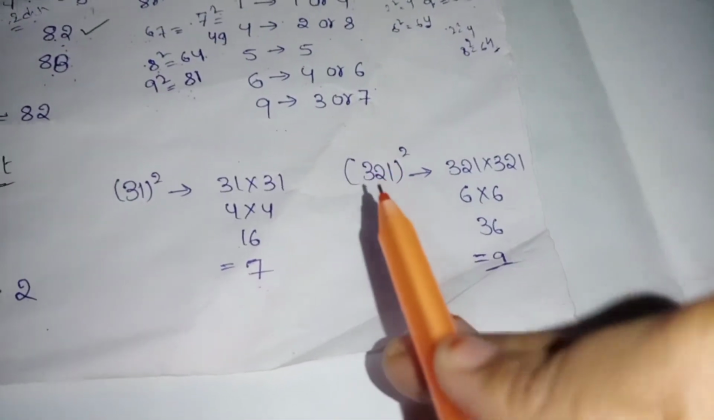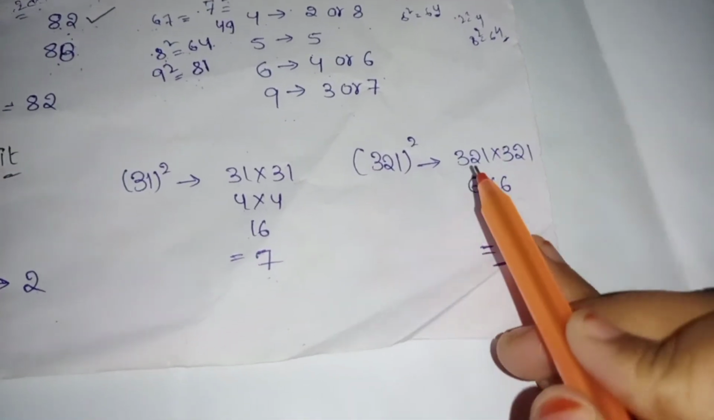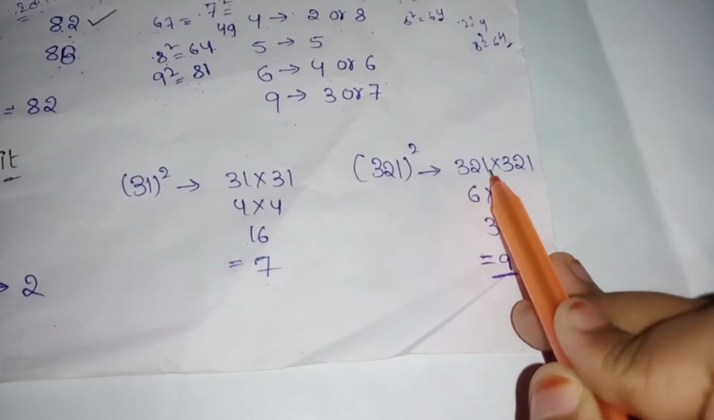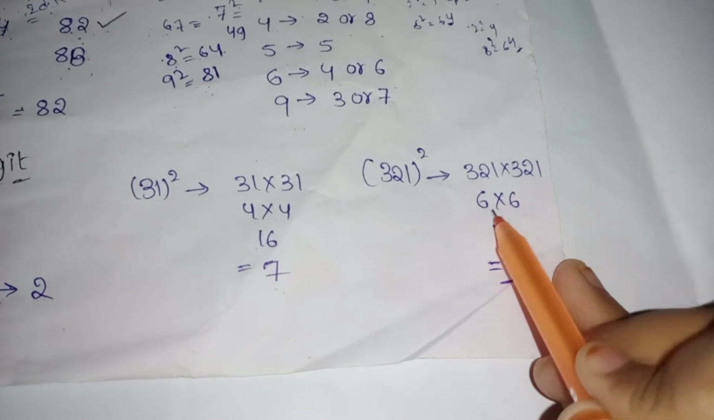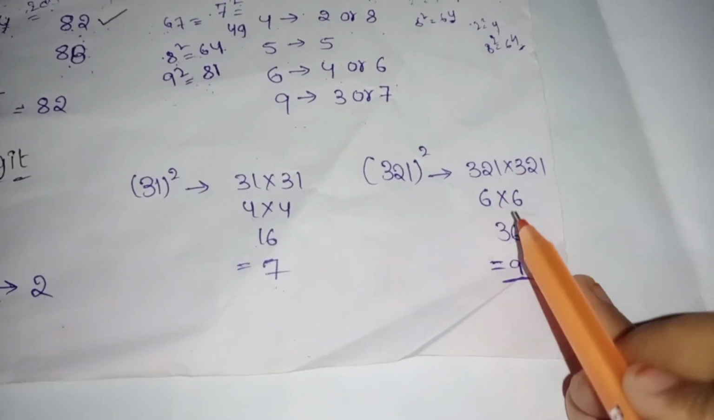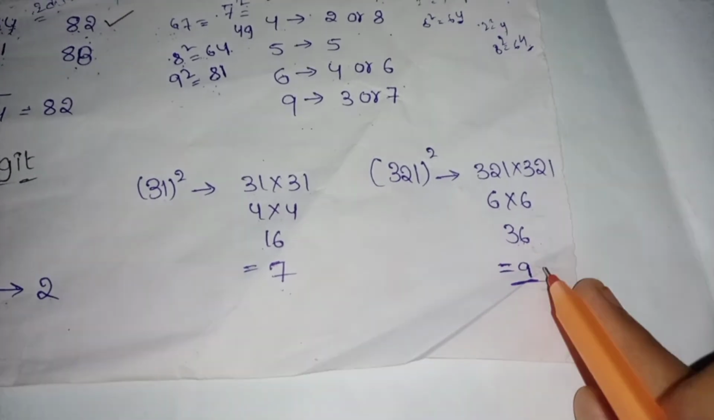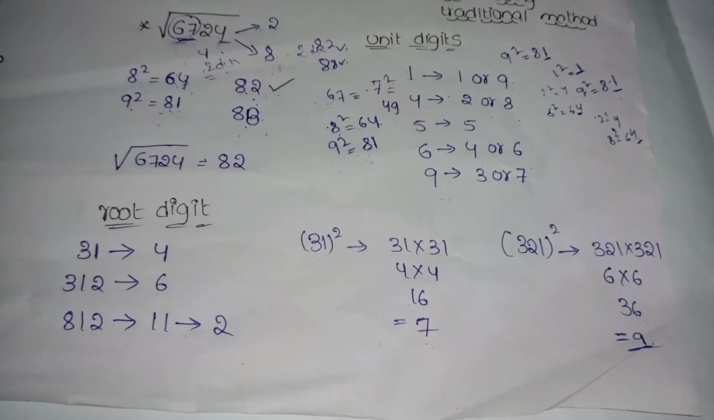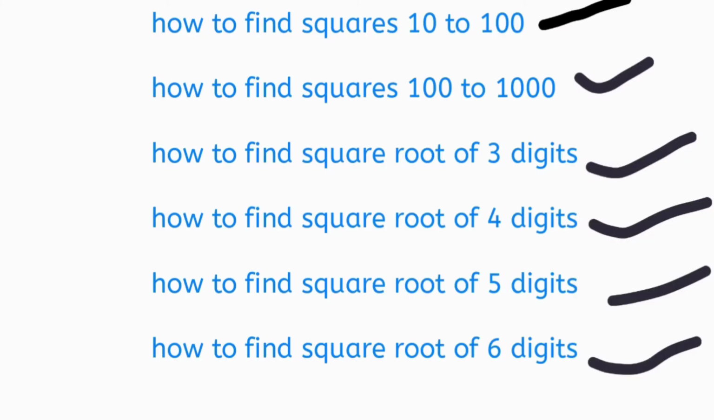And next, 321 whole square. First we have to write 321 into 321. 3 plus 2 plus 1 is 6. 6 into 6 is 36. Is 36 a root digit? No. Here it is 2 digits, so we have to sum this number. 3 plus 6 is 9. 9 is the root digit of 321 whole square. This is the concept of root digit. Now we have to know how to find the square root of 6 digits, following some examples.